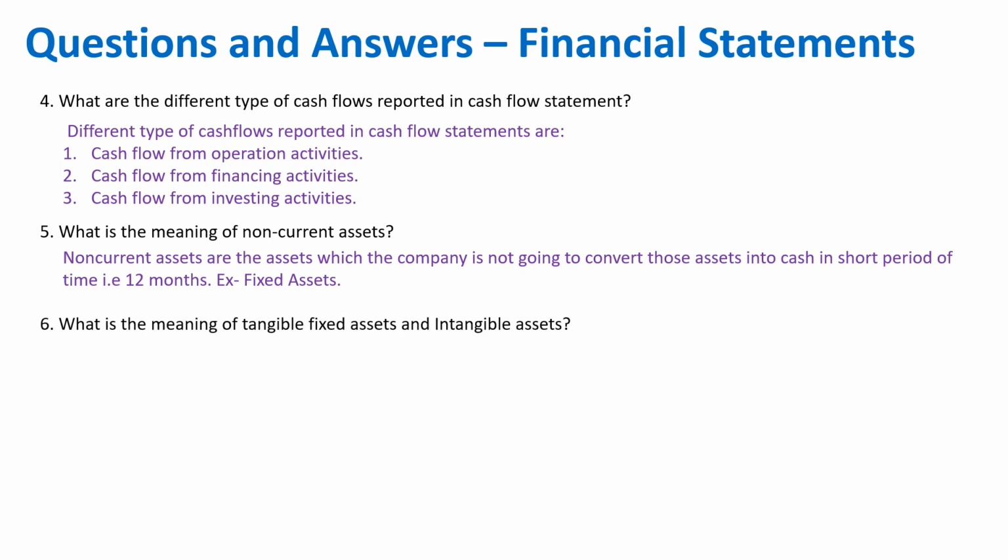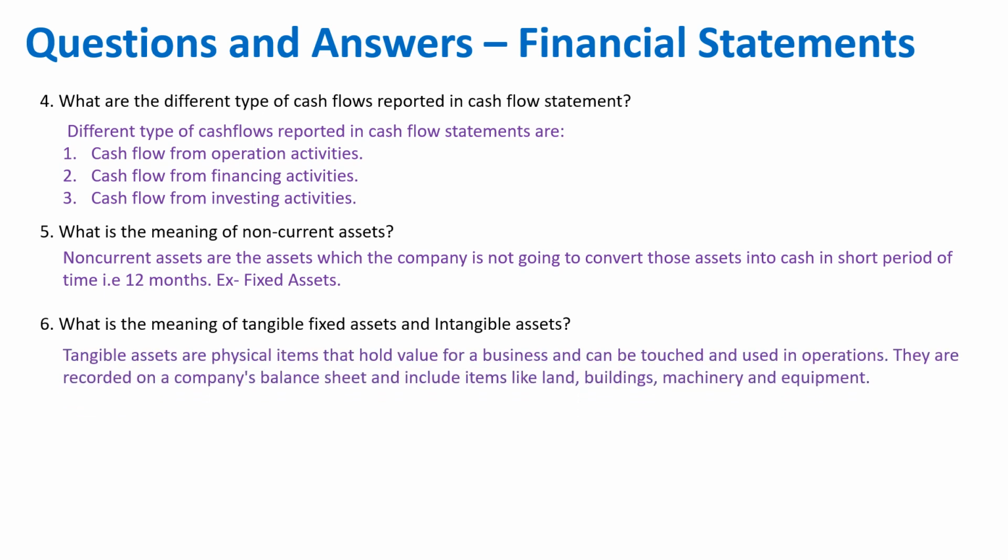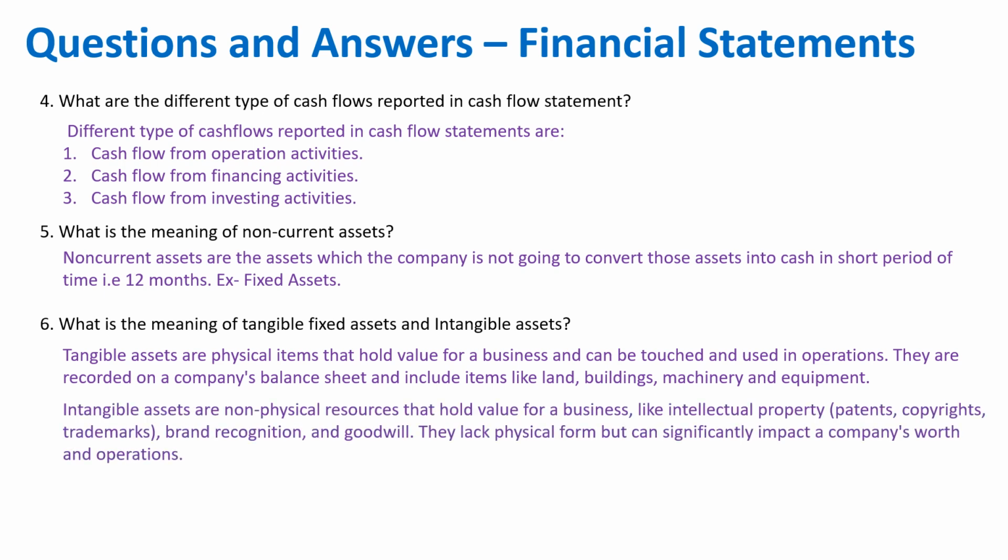Question number 6. What is the meaning of tangible fixed assets and intangible assets? So tangible assets are physical items that hold value for a business and can be touched and used in operations. They are recorded on the company's balance sheet and include items like land, building, machinery, and equipment. So you should be able to touch and visualize the asset. Physical existence is there. Whereas intangible assets are non-physical resources that hold value for a business, like intellectual property, patents, copyrights, trademarks, brand recognition, or goodwill. They lack physical form but can significantly impact a company's worth and operations.